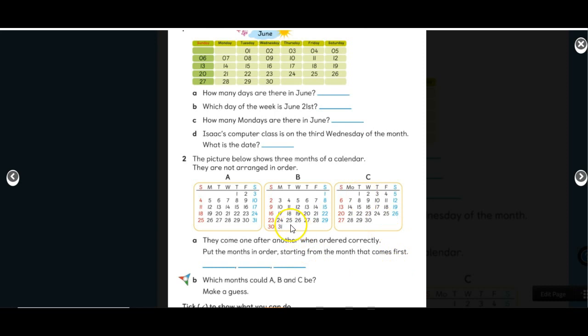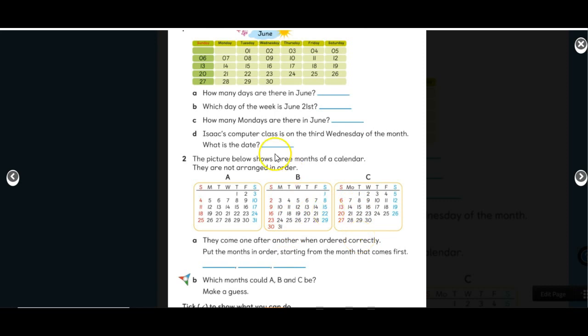Let's look at B. B has 31 days, and the 31st day is on a Monday. So the following month must start on a Tuesday. Let's have a look at month A. The first day of month A is on a Thursday, so A does not follow B. How about C? The first day of the month is on a Tuesday. So, month B, the last day is the 31st on a Monday, meaning the following month must start on a Tuesday.